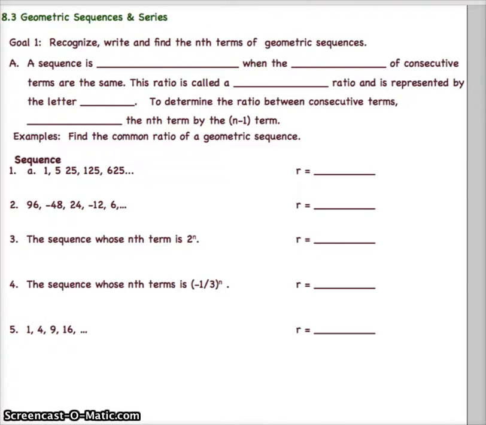So how do we know when a sequence is geometric? Well, we know that a sequence is arithmetic when there is a common difference. A sequence is geometric when the ratio of consecutive terms are the same. So the ratio is called a common ratio and is represented by the letter R for ratio.